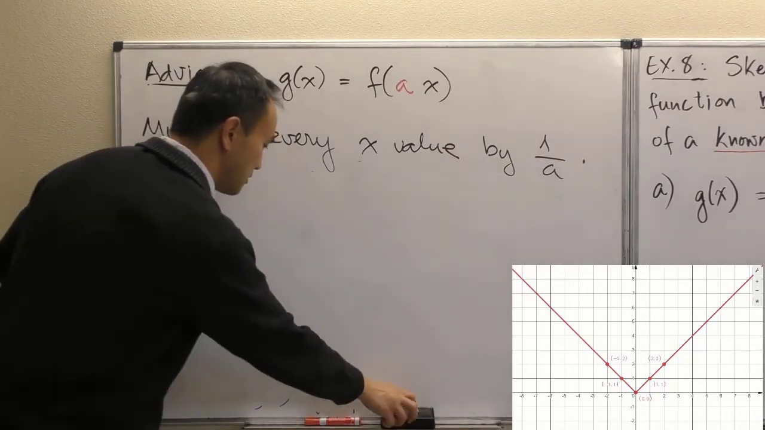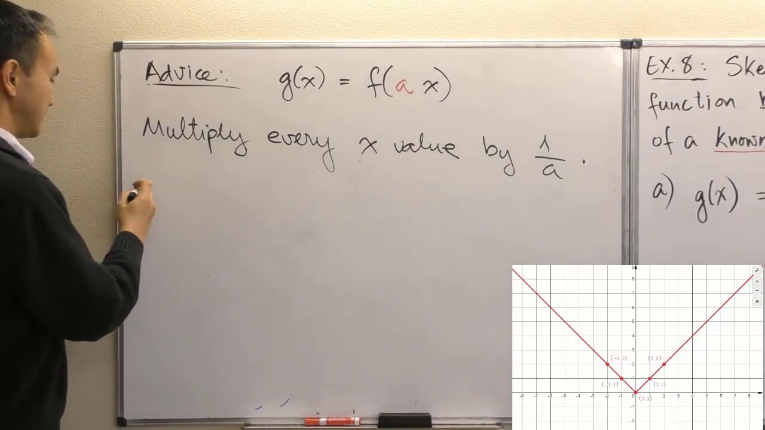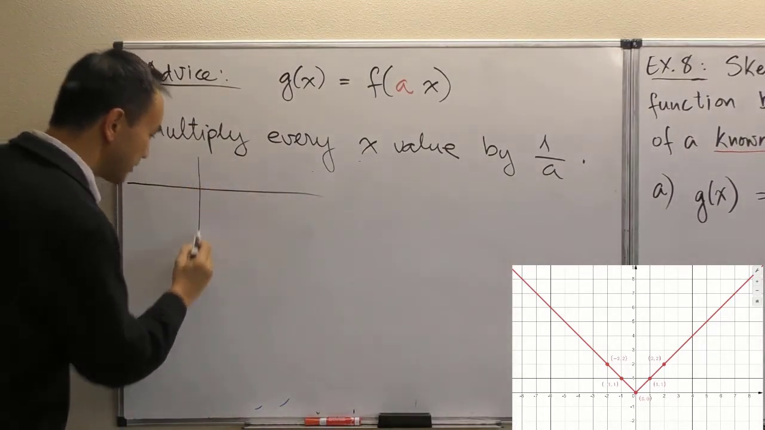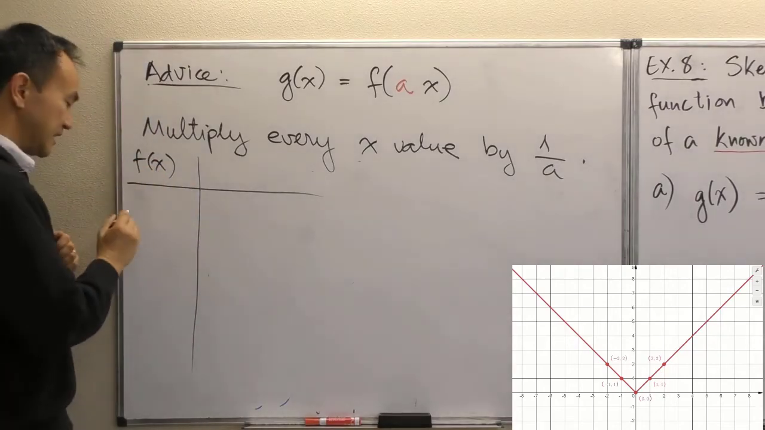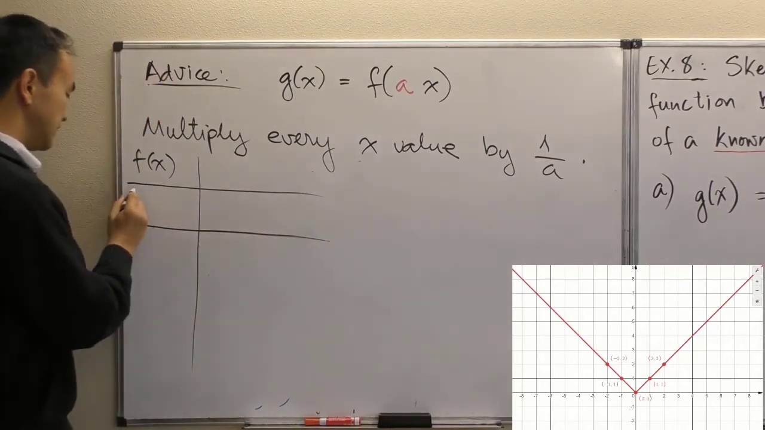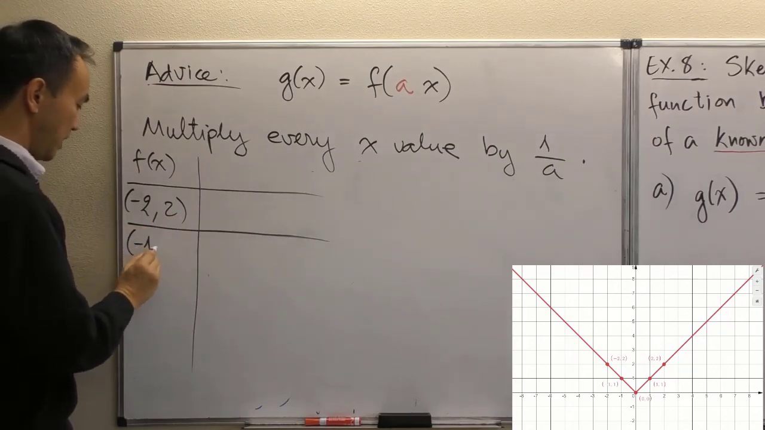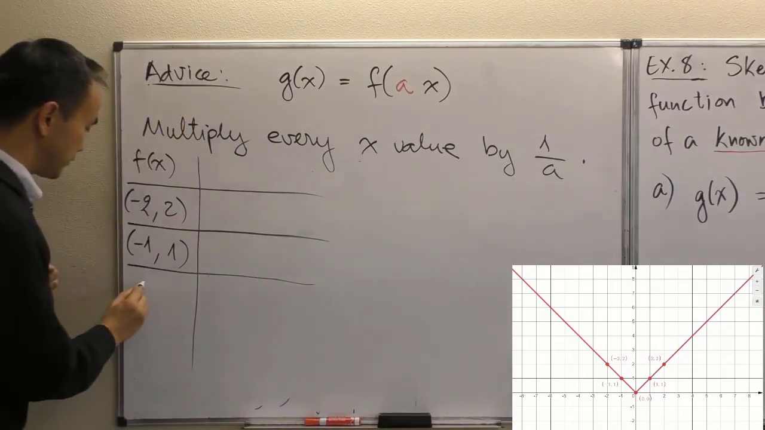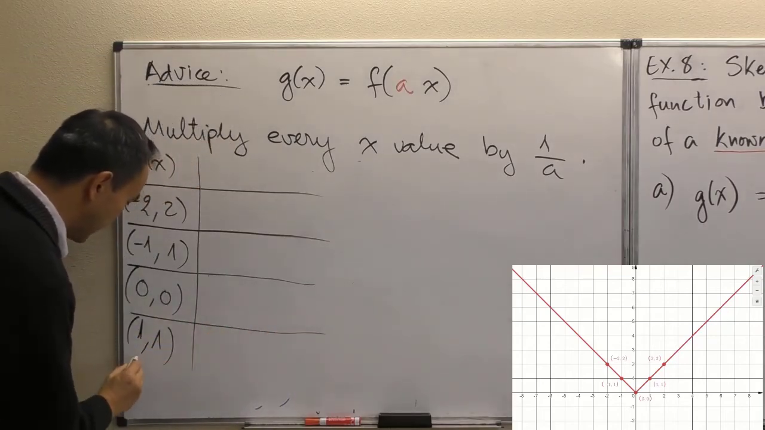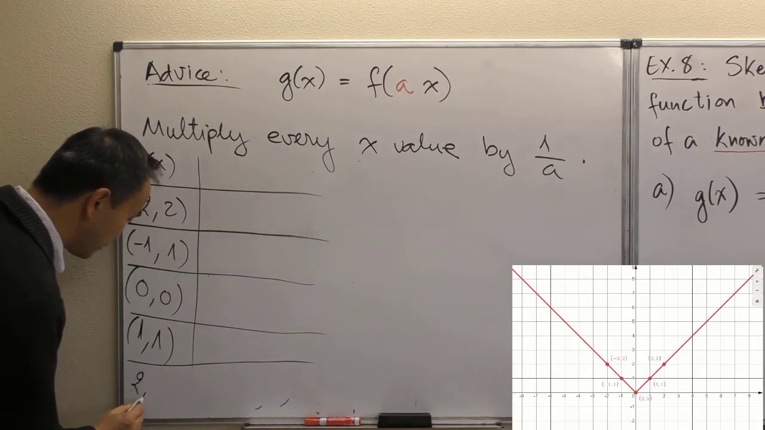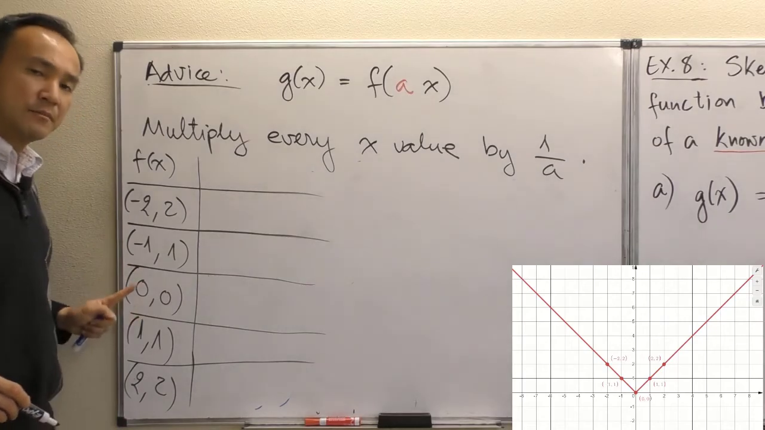All right, so now I'm going to create a table, and here's f of x. The original graph for f of x has the following points. We have negative 2, 2, negative 1, 1. We have 0, 0. We have 1, 1. And we have another one here being 2, 2. So these are the guiding points on the red original parent function.